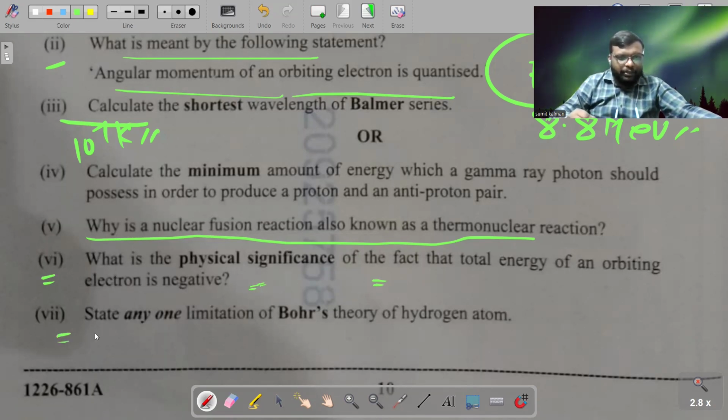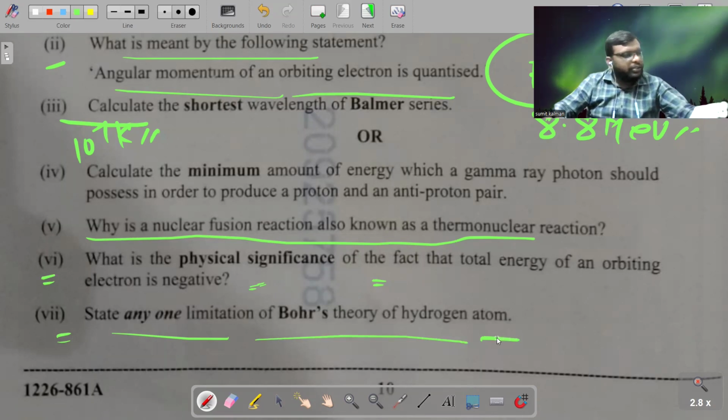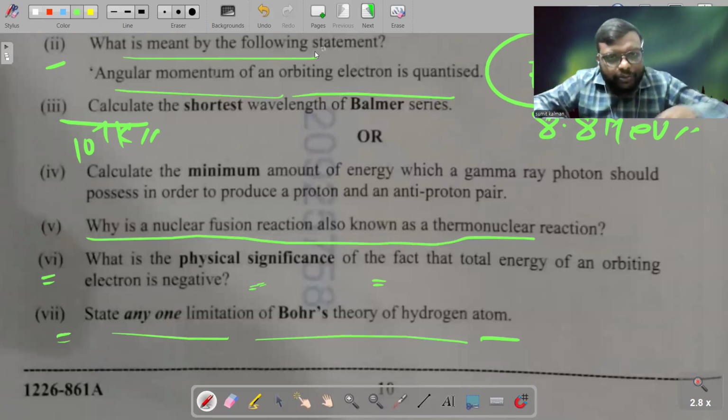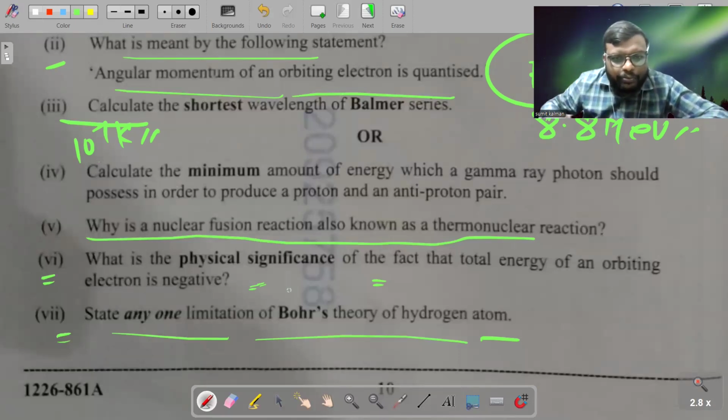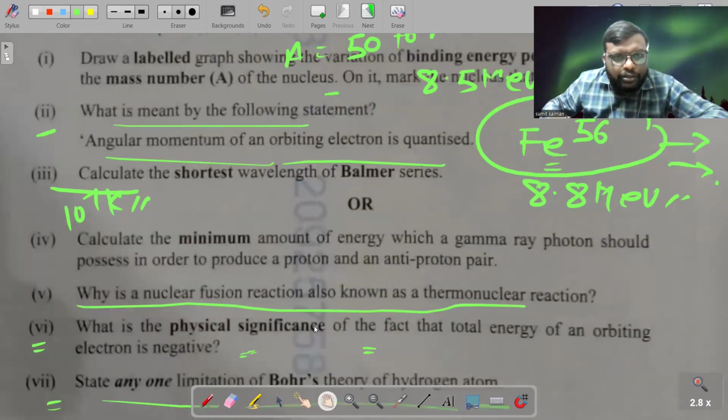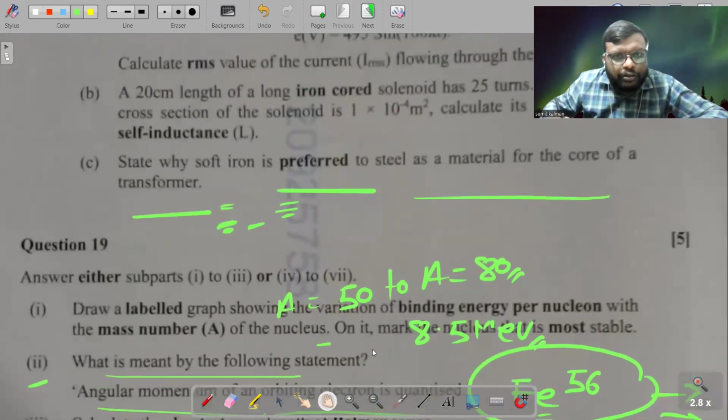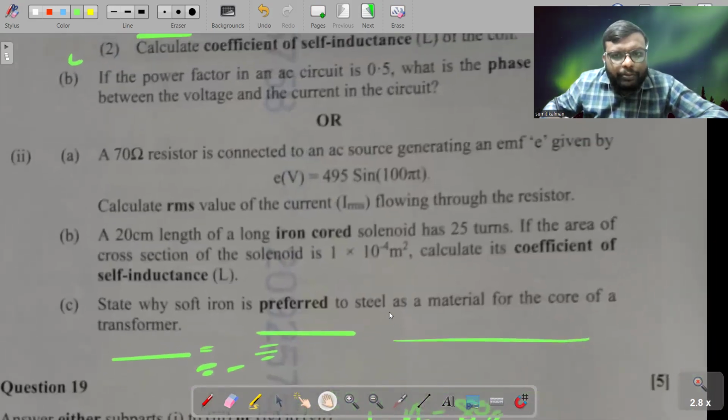And in the next part, you have to state any one limitation of Bohr's theory of hydrogen atom. So it is a very simple, straightforward question, not going into it. You can just see. So now we'll proceed to the next problem, that is problem number 20. So let me upload that.